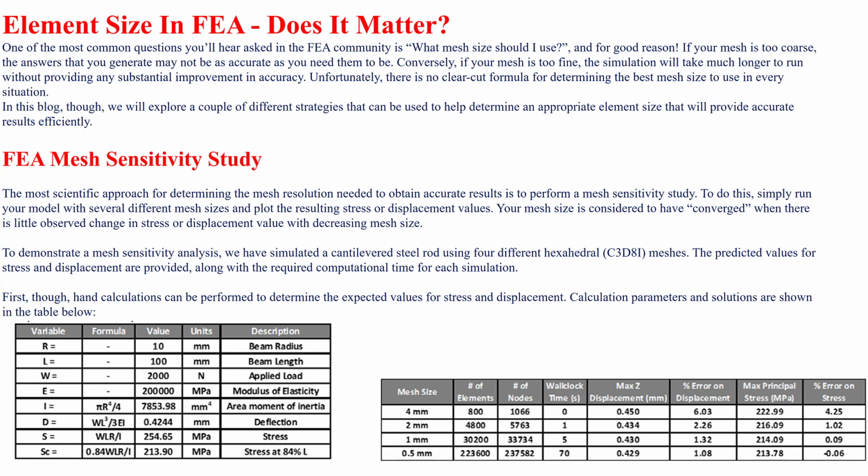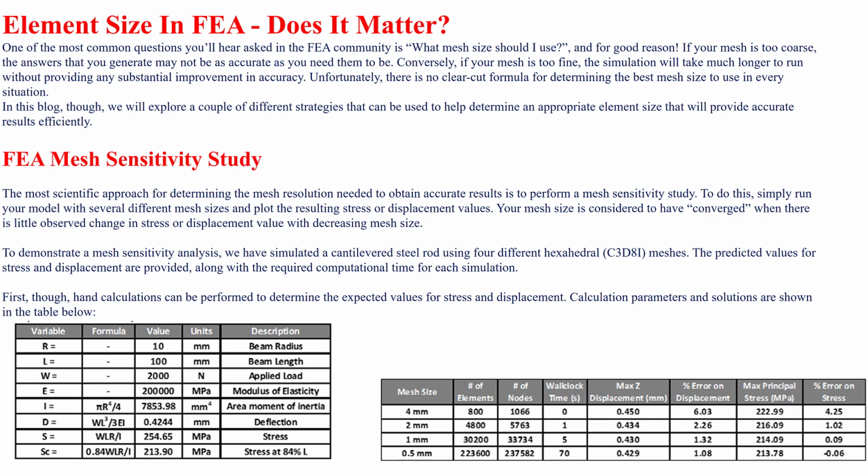So properties you could see here: the radius, the beam length, the applied loading conditions, and the Young's modulus. When it comes to the results, you could see at the right corner the mesh sizes I had considered: 4 mm, 2 mm, 1 mm and 0.5 mm, with the elements and the nodes you can cross check. When it comes to timing, 4 mm took 0 seconds to solve, within just a fraction of a second. For 2 mm it is 1 second, for 1 mm it is 5 seconds, and for 0.5 mm it took 70 seconds. So you can see the timing, right?